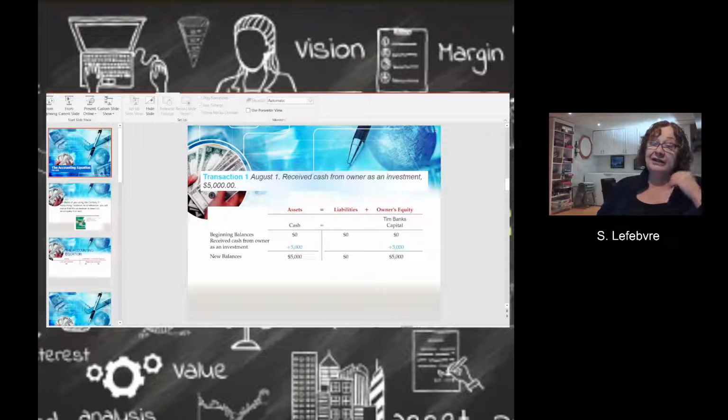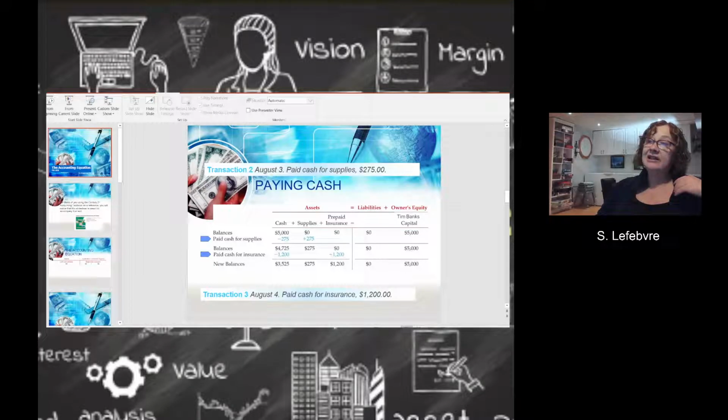So we increase 5,000 in the cash account on the left, which is an asset, and we're increasing our capital account by 5,000. So with that one transaction, are both our left and our right still in balance? Yes, they are. So with every transaction, you're going to see that it keeps your left and your right in balance. So let's look at what happens when we pay cash.